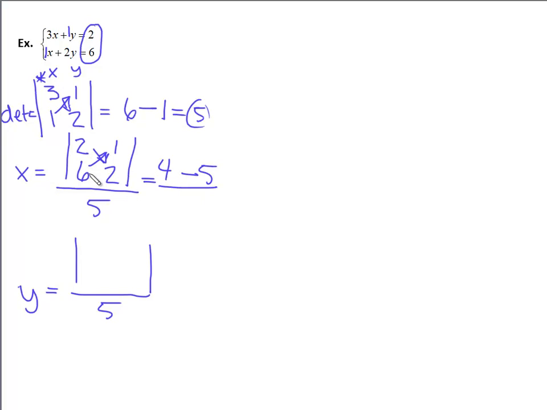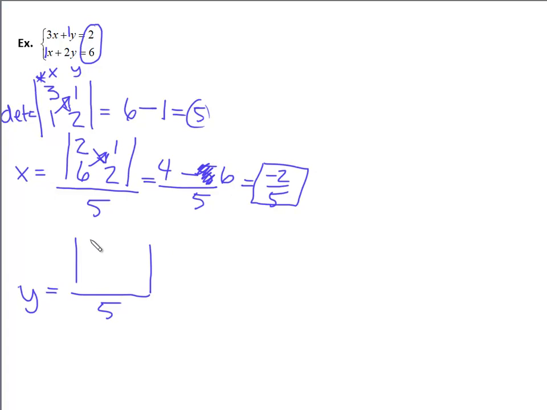So we have 4, oh, sorry, 6 times 1 is not 5. 6 times 1 is 6. So we end up with 4 minus 6, which is negative 2/5. So we end up with negative 2/5 for x.